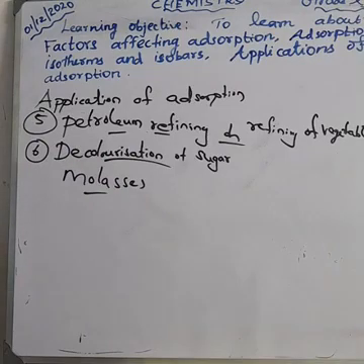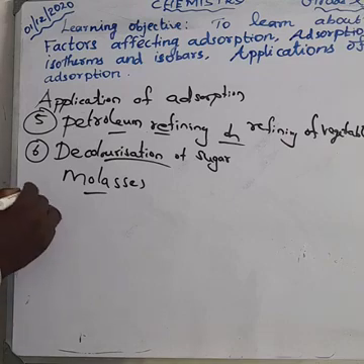The molasses is a brown colored liquid, and the color of the liquid should be changed by adding a suitable adsorbent. So when we use it, the color is also changed. This color is also removed, based on adsorption. Next, the seventh one is about chromatography.